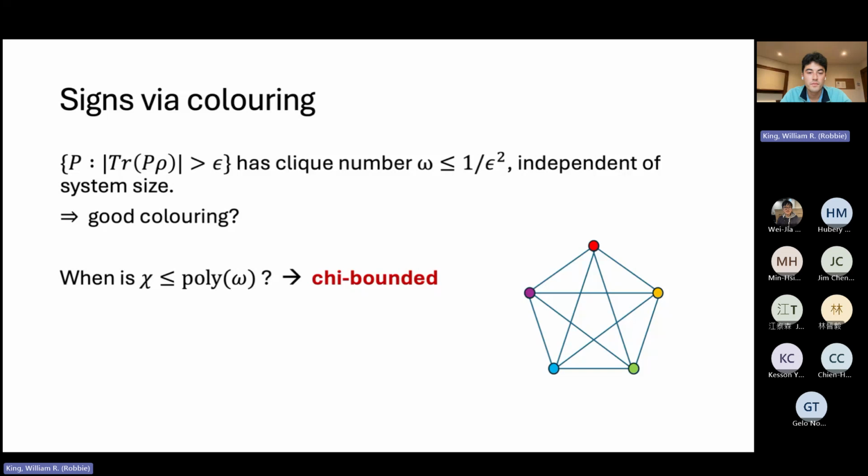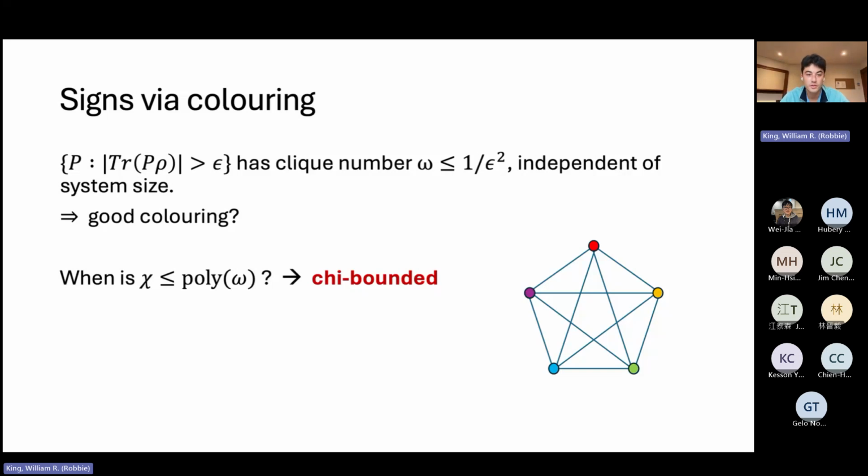Okay, so we know that this graph does not have big cliques, so at least we can hope that there will be a good coloring, because if there's a large clique, then you're doomed from the start. But the clique number is actually independent of system size, so we can even hope for a coloring whose number of colors scales independent of system size, which would be great. If you have a large clique, then you definitely do not have a good coloring. But is the opposite true? If you have no large cliques, then is there a good coloring?